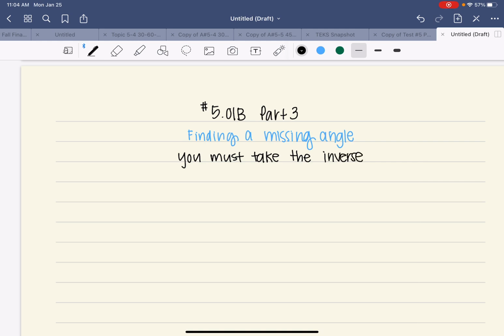Well, the inverse is actually the same buttons as your sine, cosine, and tangent on your calculator. But before you press those, you have to press the second. So if you look at your calculator, right above in blue font is sine with a -1. And above the cosine button is a cos with a -1. And above the tangent button is a tan with a -1. That means inverse. So when we take the inverse, it looks something like this.